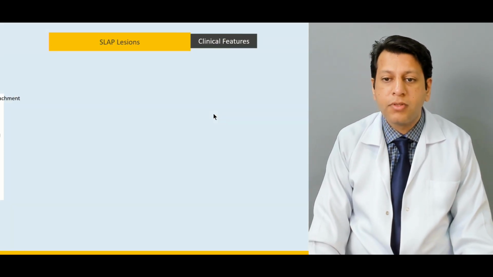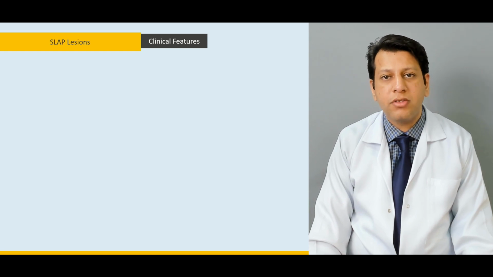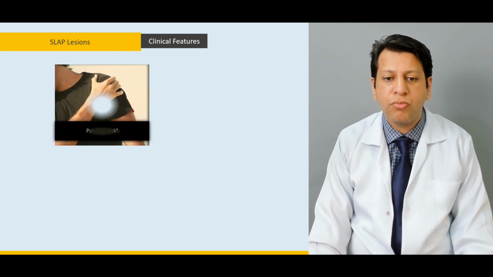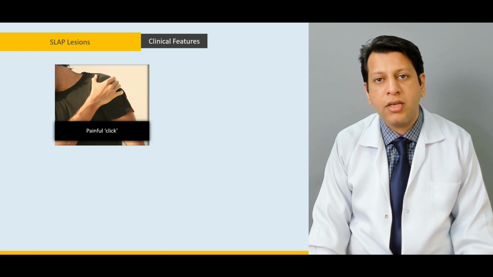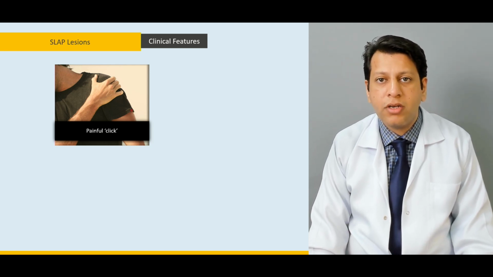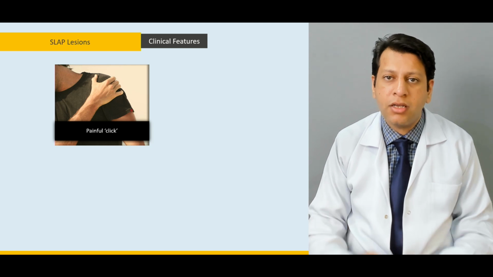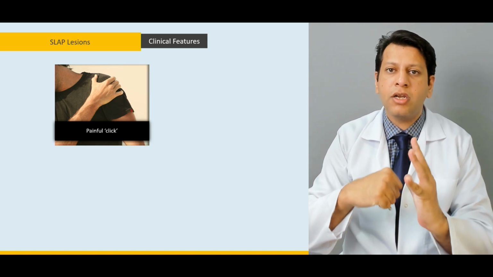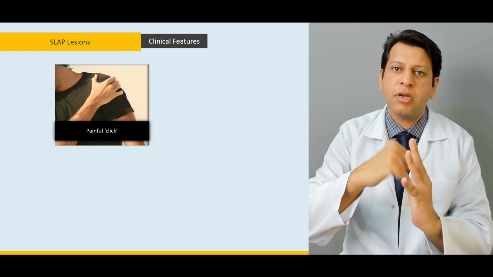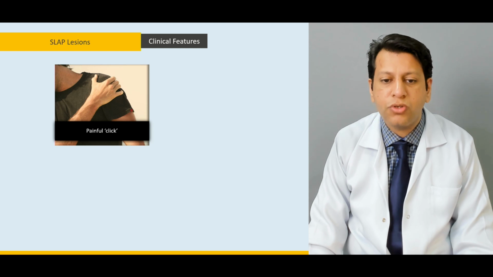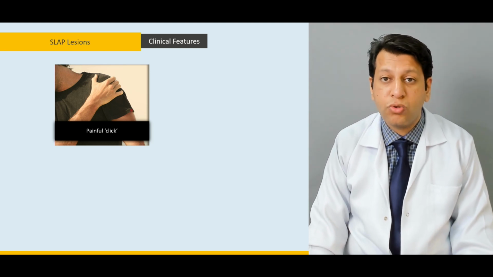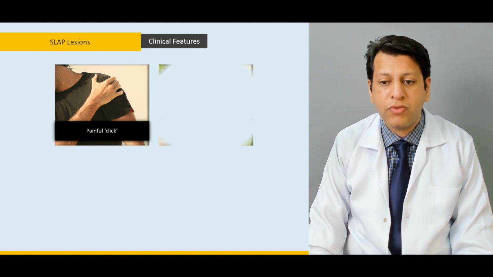Now coming to the clinical features. The foremost is usually a painful click, especially during throwing activity, because during the terminal phase there is slight instability. This is the glenoid, and the humerus comes out slightly anteriorly, and this produces a classical click, which is usually felt during the terminal phase of throwing.